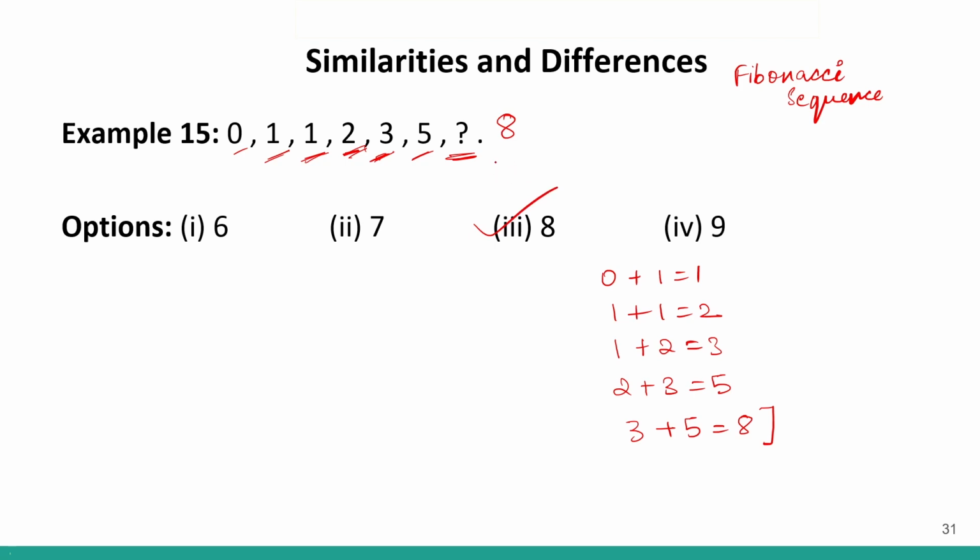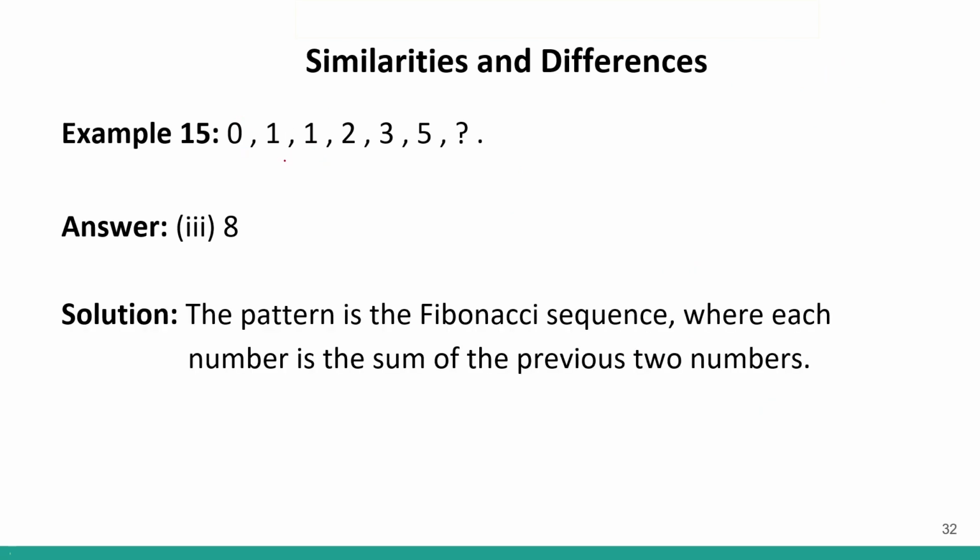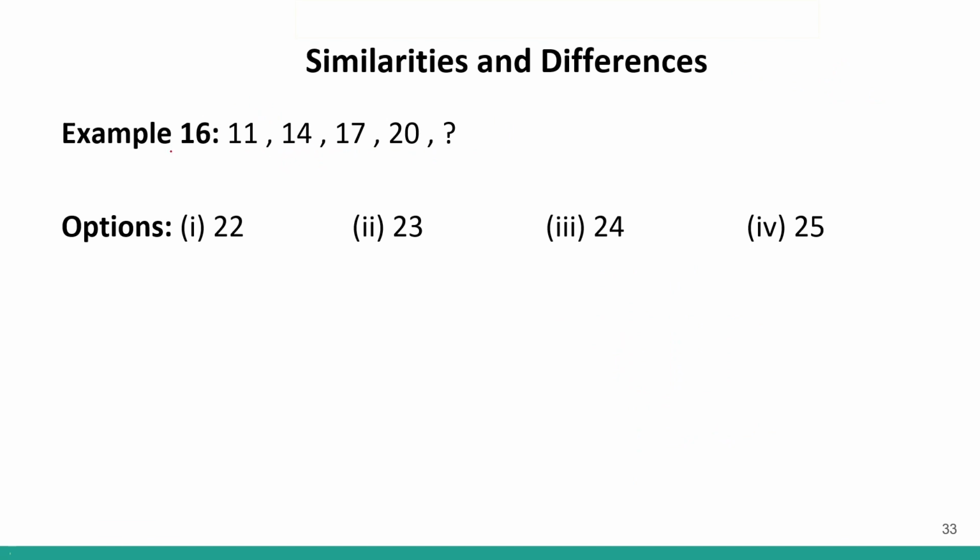Okay, so this is the concept of the Fibonacci sequence in which we add the previous two numbers to obtain the next number. Okay, now example number 16. From 11 to 14 is plus 3. From 14 to 17 is again plus 3. From 17 to 20 is again plus 3. So we are just simply moving 3 positions ahead. So 20 plus 3 will give us 23. So answer will be option number 2, 23.